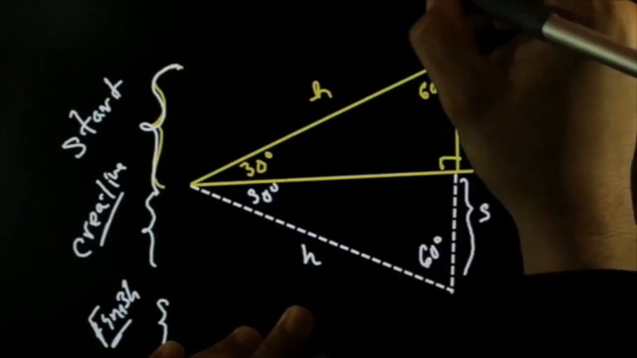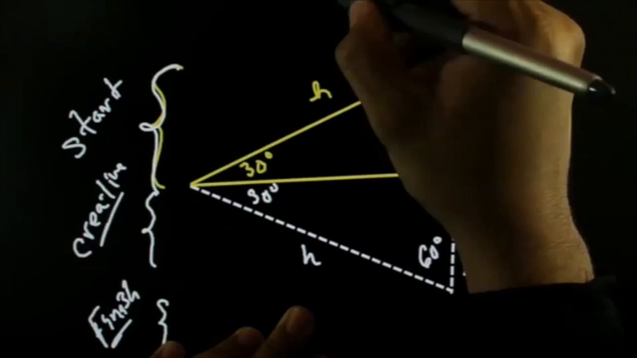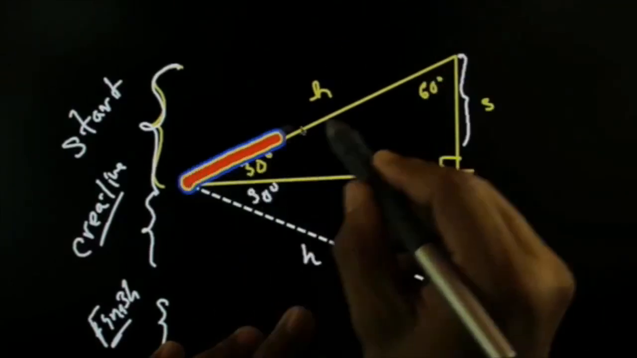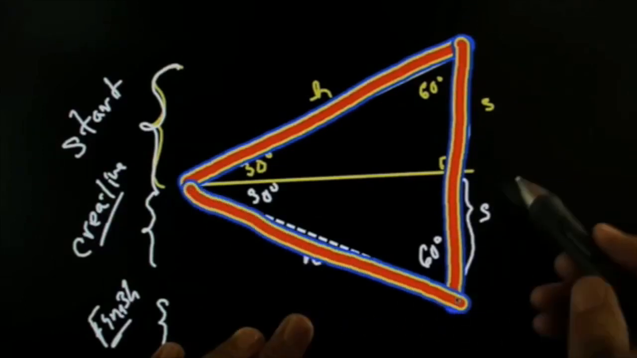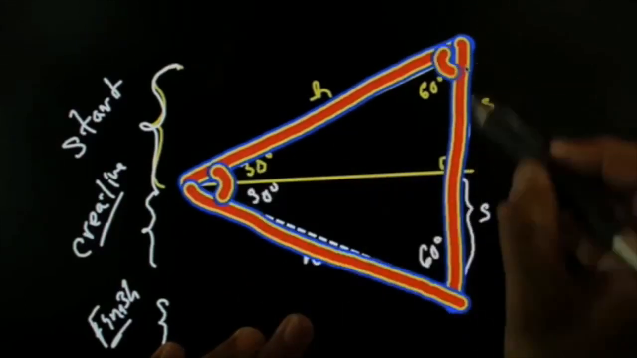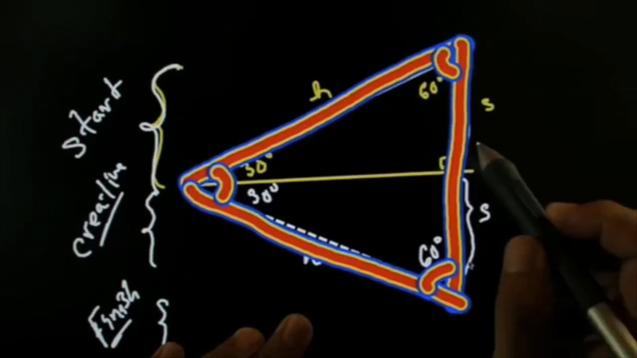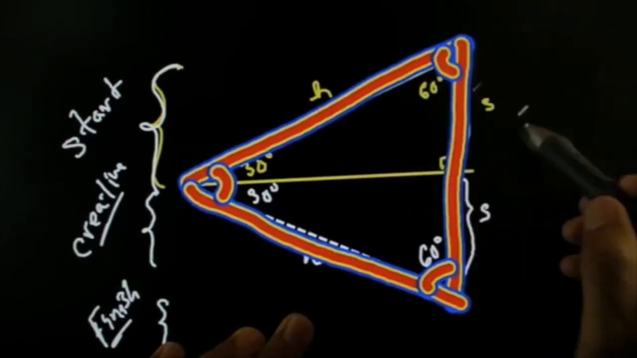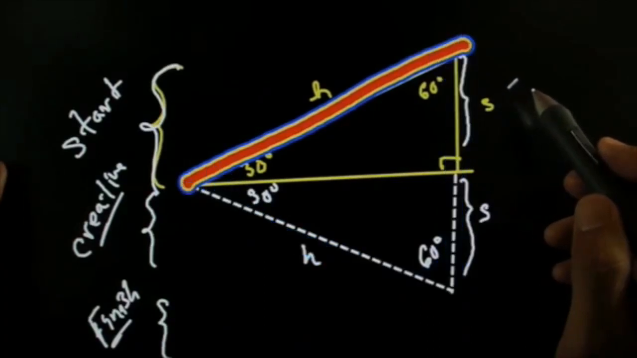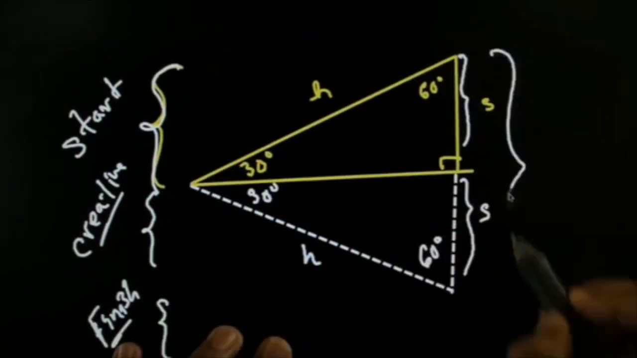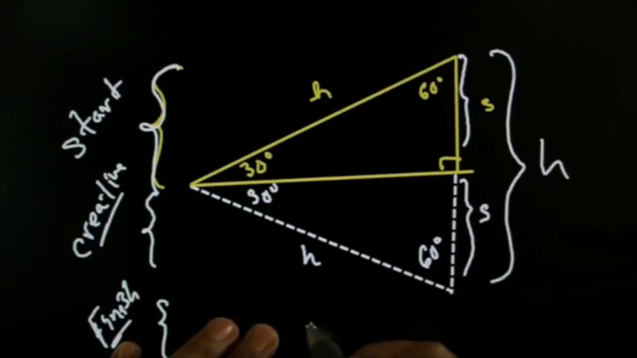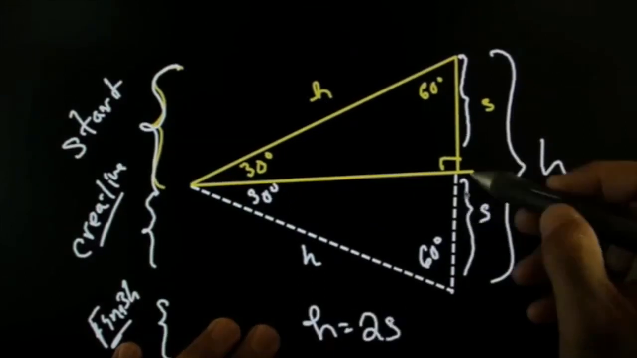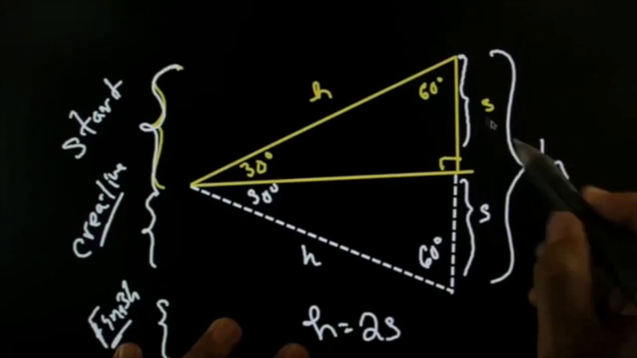And lo and behold, what you have here on the sides is this triangle right here, which is in fact an equilateral triangle. 60, 60, 60. All sides are the same. Because it's an equilateral triangle, all sides are the same, so therefore this one right here must also be H. You get it? This tells you that the H must be equal to two of the S's. Each S is the same, and two of them added together make up an H.